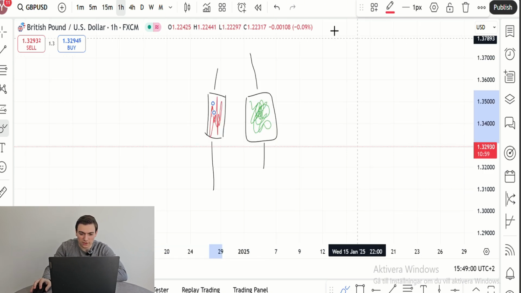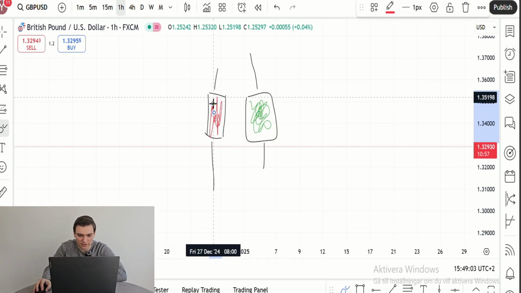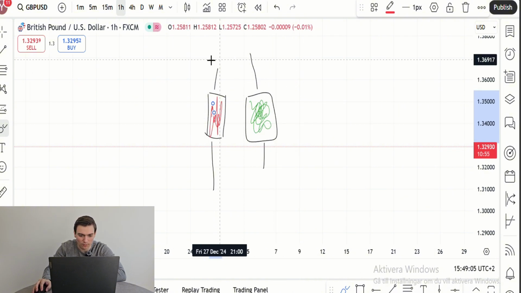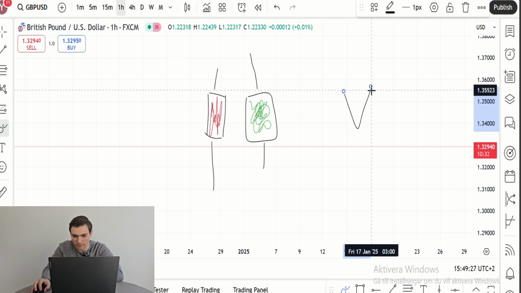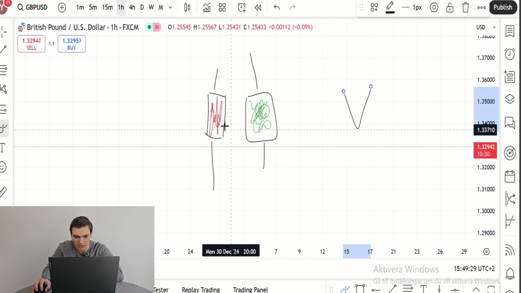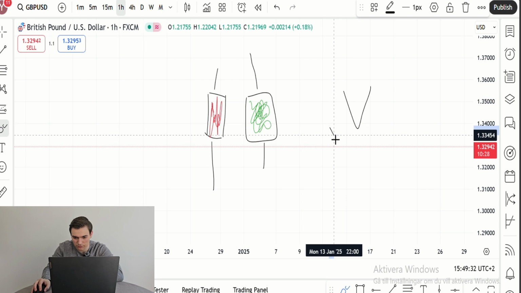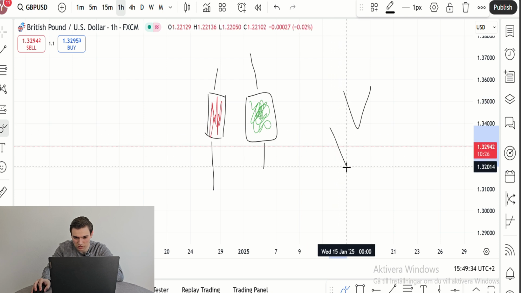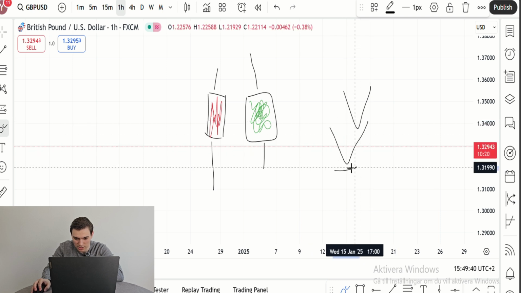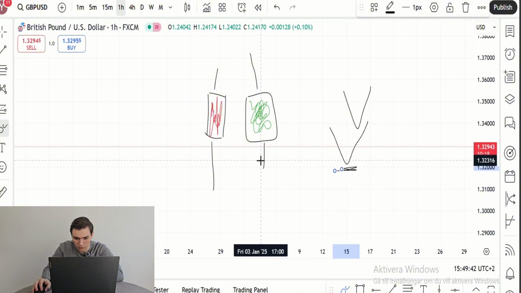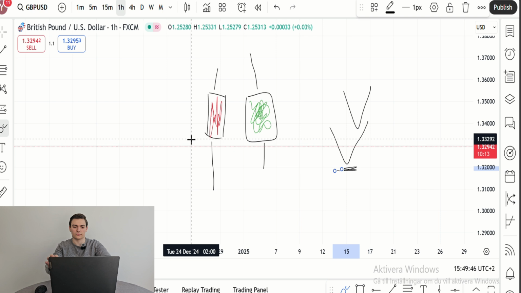So the opposite, when we have a red candle and then a green candle, there will be a move down and then a move up. Why? Because it's a down candle and then an up candle, a move down and a move up. And we can see it forms a low. What is going to be the low? This one or this one?